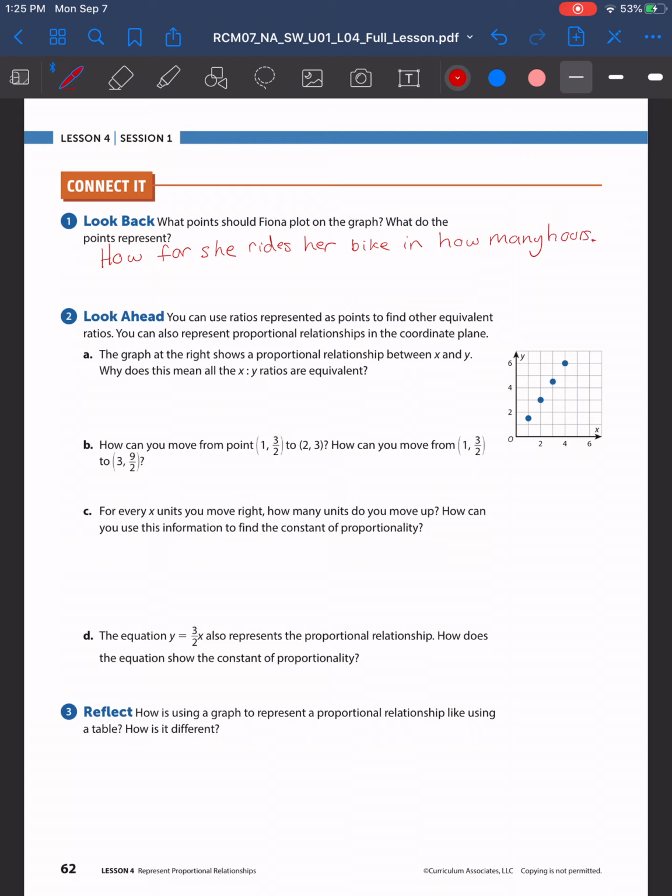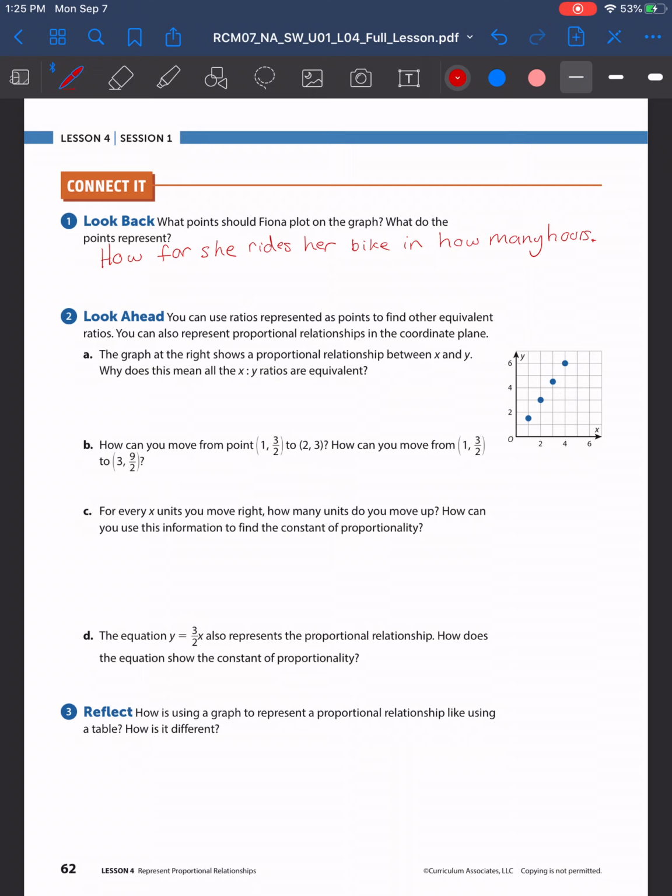Number 2. You can use ratios represented as points to find other equivalent ratios. You can also represent proportional relationships in the coordinate plane. So look at this graph over here. The graph at the right shows a proportional relationship between x and y. Basically, it's a straight line if I were to draw my points through that.